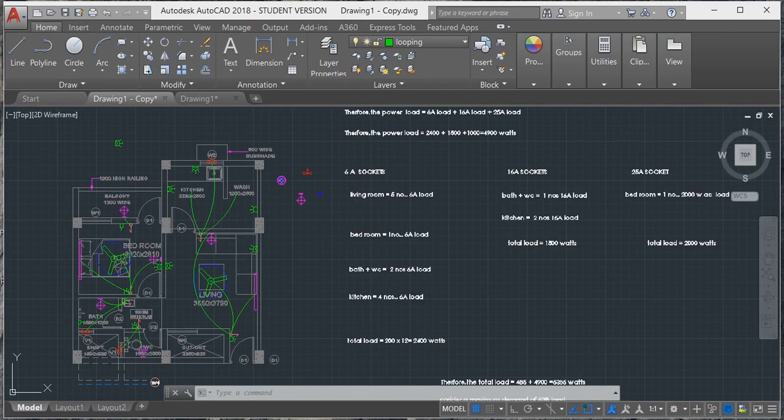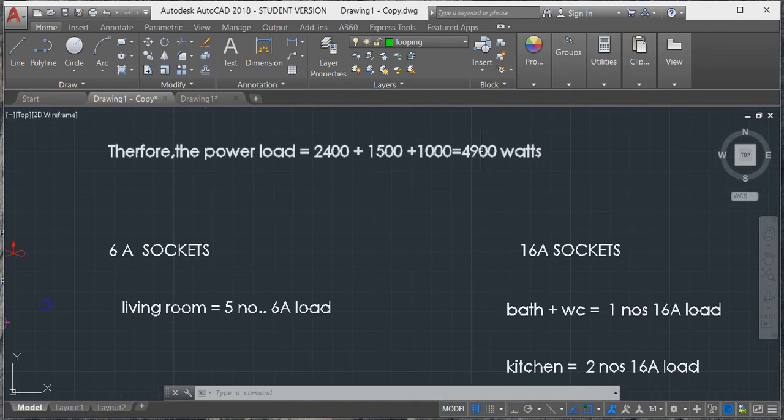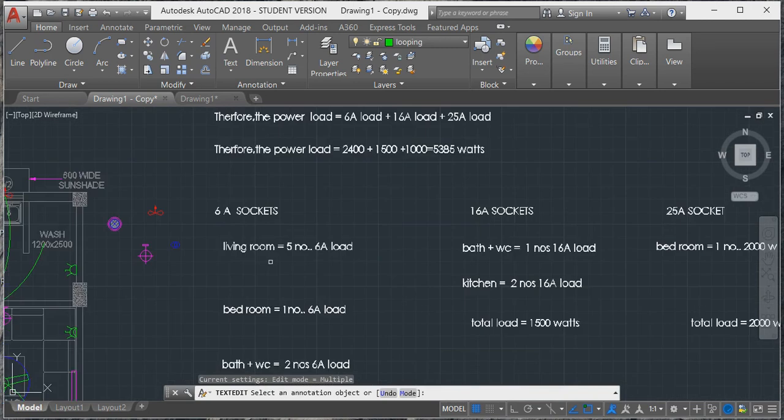See here, 6 amp sockets. Therefore, the power load is the 6 amp load plus the 16 ampere load plus the 20 ampere sockets. That means load means the socket. Therefore, the total power load will be 2400 plus 1500 plus 1000 equal to 4009. Sorry, there is a mistake here. 5385 watts.